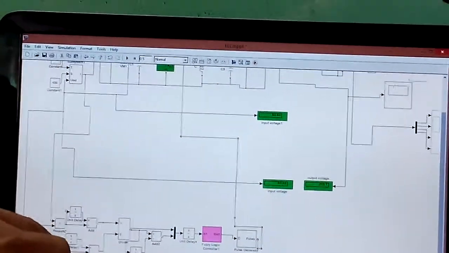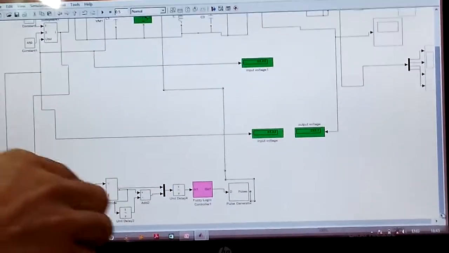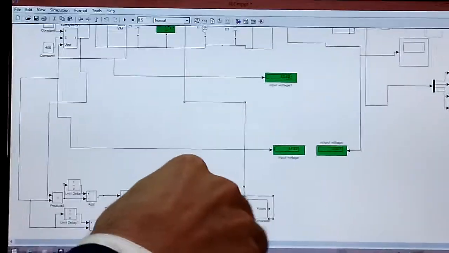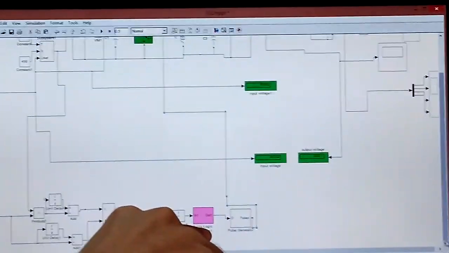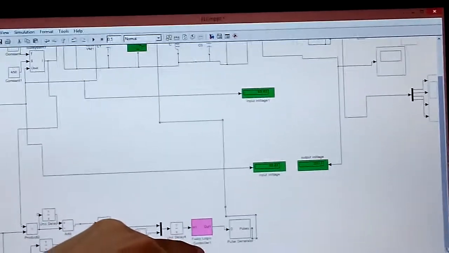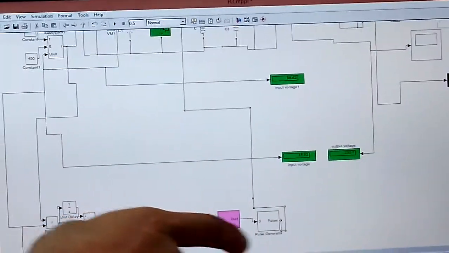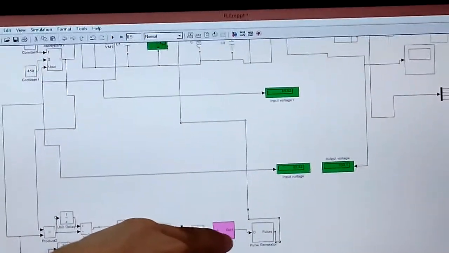Its working principle is like a comparator. That's why we can call this a comparator. Here we have dumped our fuzzy logic. In this project we have dumped all the fuzzy logic or coding in this block, and this is our pulse generator.